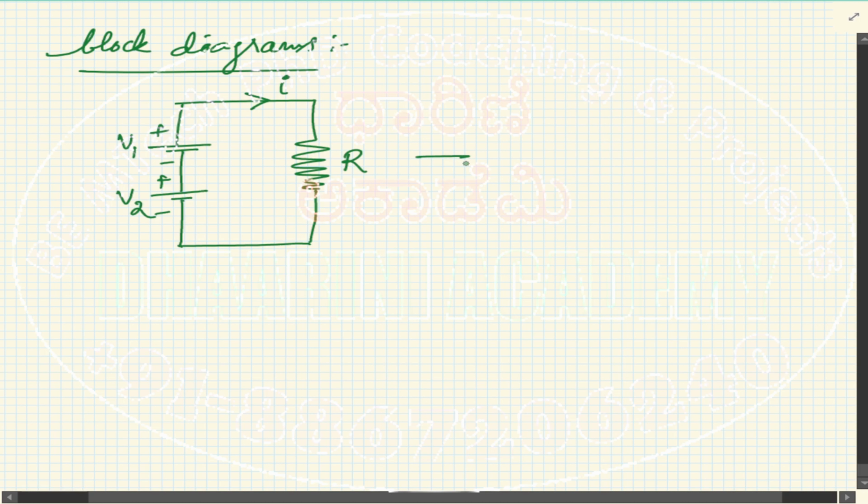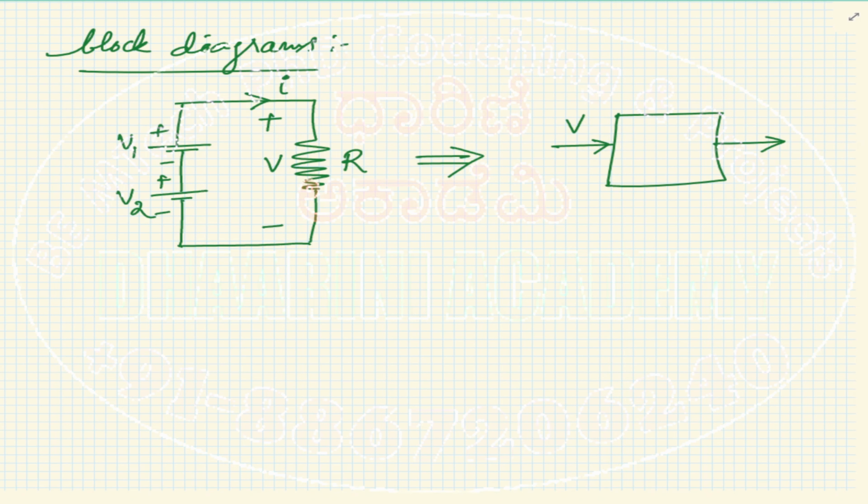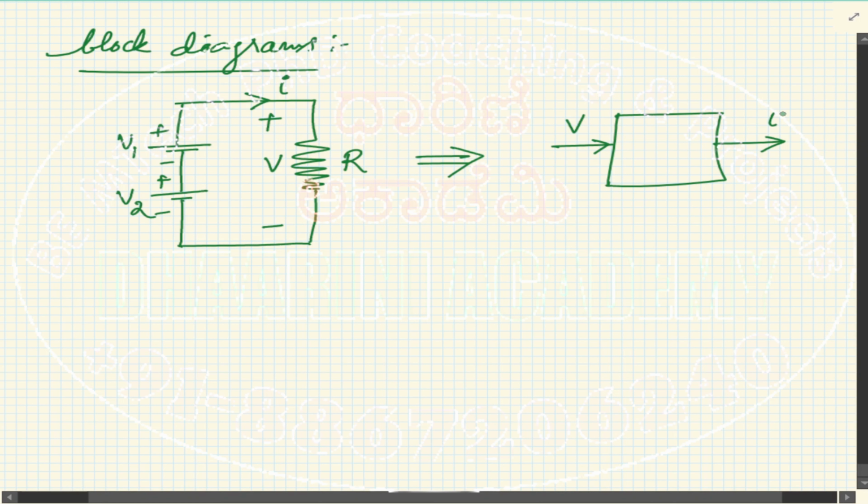Now I'll try to convert this into the equivalent block diagram. When I write a block diagram, you are expecting input on this side, output on the other side. Let's assume that the total voltage across the resistor is V. So V should come here, correct? And what is the output? Current. If you want to write a current equation for the resistance, what's the equation? I is equal to V by R, correct? So what is V in this case? This voltage is V1 plus V2, right?